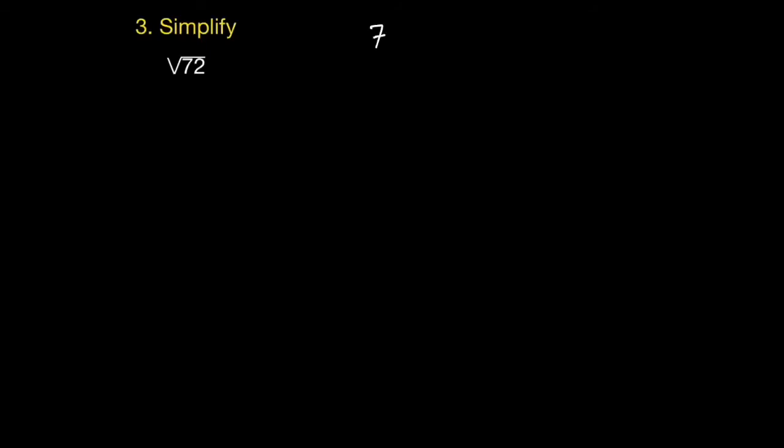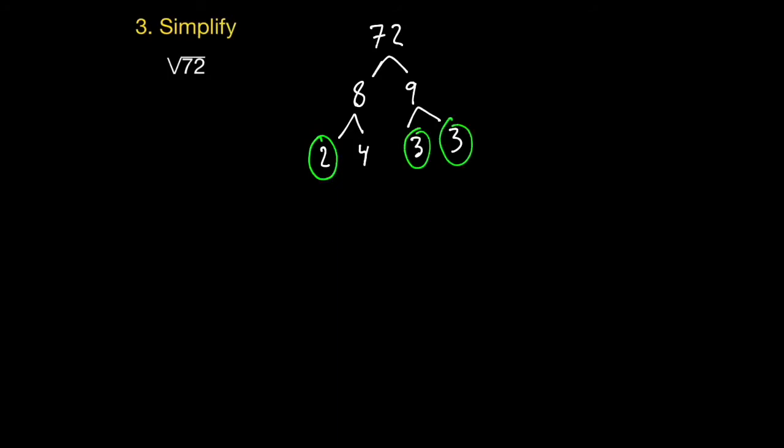So I'll begin by getting the prime factorization. And the 72 I can get by multiplying 8 and 9. The 8, I can break it down into a 2 times a 4. And the 9, I can break that down into a 3 times 3. The 2 is prime, the 3's are prime. And then the 4, I can simplify into 2 times 2. And now I have all of the prime numbers here.